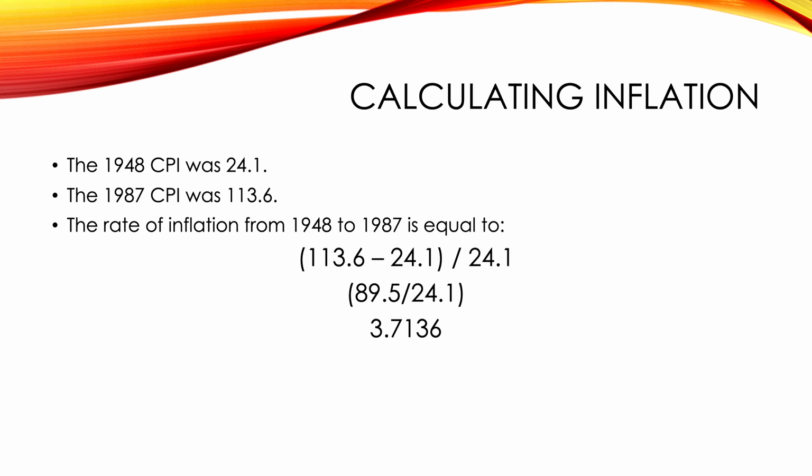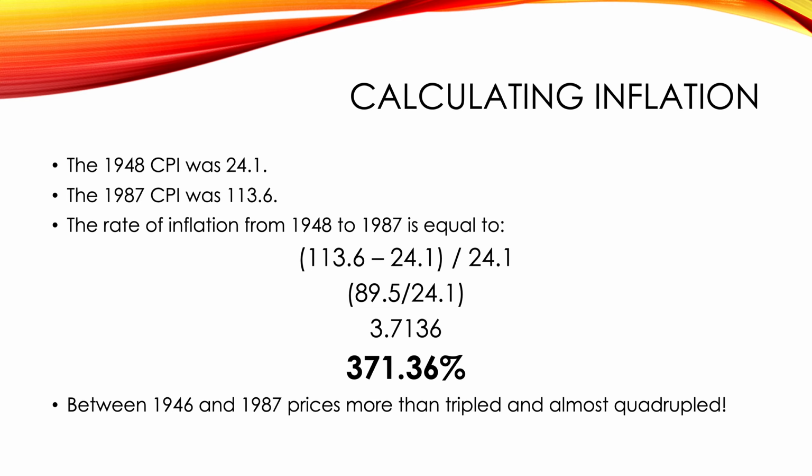But we do need to turn this into a percentage, right? So if you multiply that by 100, that means the inflation rate between 1948 and 1987 was 371%, give or take. What that means in more simple language is, between those years, prices more than tripled. They almost quadrupled. Now again, in the United States, on a yearly basis, inflation is way lower than that, right? We have about 2.5% inflation in the United States in any given year. But we're not looking at just 1 year, right? We're looking at almost 40 years. And over those 40 years, prices almost quadrupled.